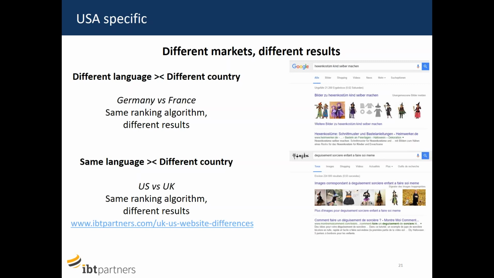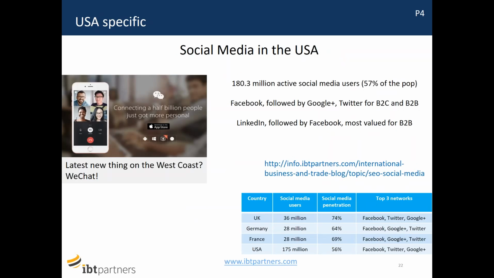We've written quite a lot about this specifically and the differences in language that we find between UK and US websites. If you want to know more about that particular topic, I'd recommend that you download some of those assets. I've put a link to that website on this slide, and you can download it from our website when you want. Now, just a brief word then on social media in the United States.